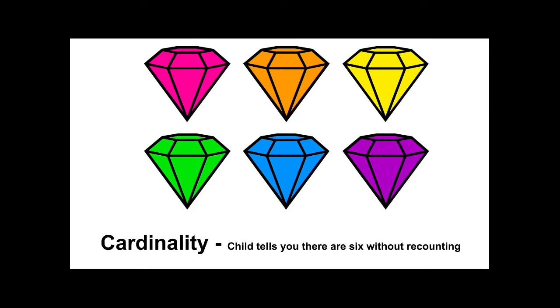Cardinality is the 5th way of teaching a child how to count. This is when the child understands that the number name of the last object counted represents the total number of objects in that group. If you look at these diamonds and ask them to count, the child can point to each and count 1, 2, 3, 4, 5, 6, and you ask them, how many diamonds did you see? And they say 6, without having to start all over and count again. Sometimes when the child is really young, they'll start all over. But cardinality means knowing that when they get to the number 6, that tells them how many objects they have.